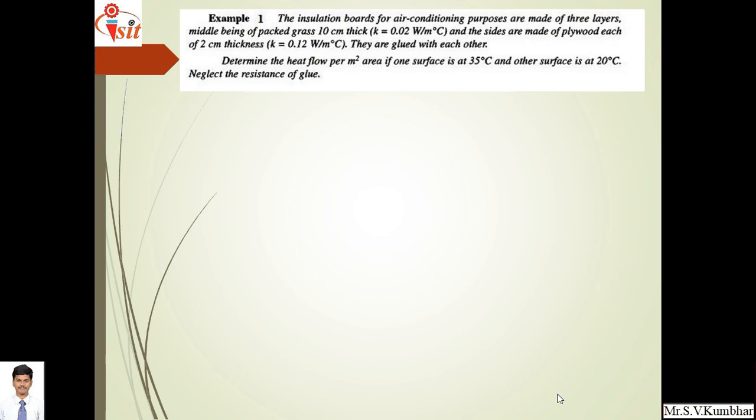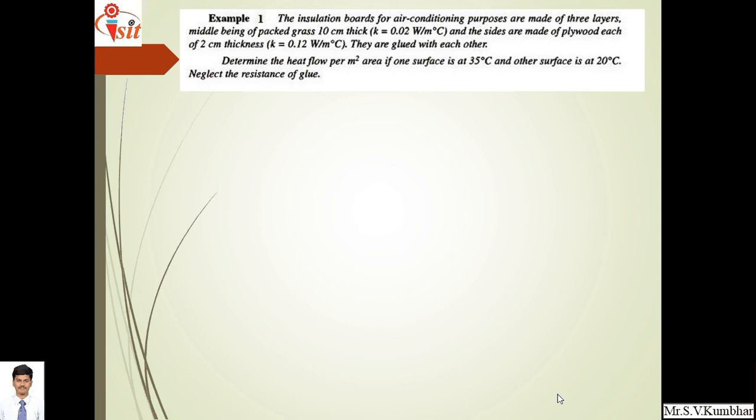So we will solve one numerical based on this. We will read the problem first. The insulation board for air conditioning purpose is made of 3 layers, the middle being of packed glass 10 centimeter thick, whose thermal conductivity K is equal to 0.02 watt per meter degree centigrade, and the sides are made up of plywood of each 2 centimeter thickness, K is equal to 0.12 watt per meter degree centigrade. They are glued with each other.